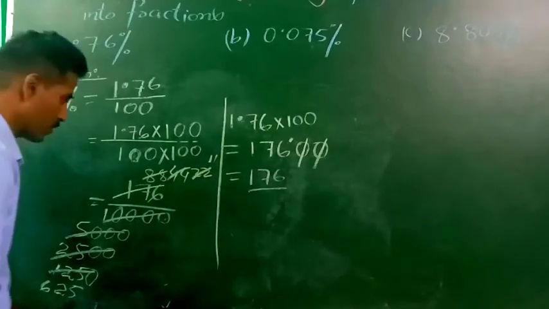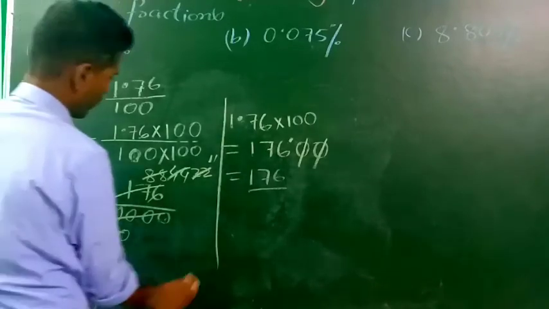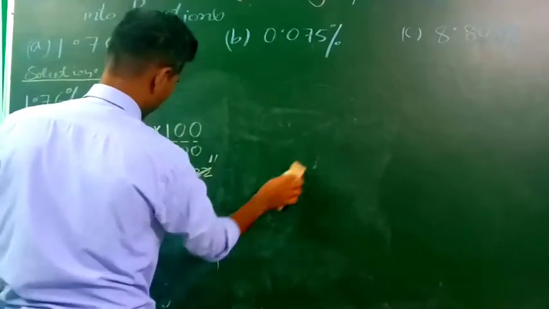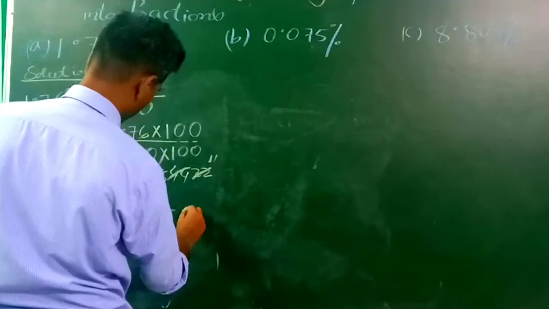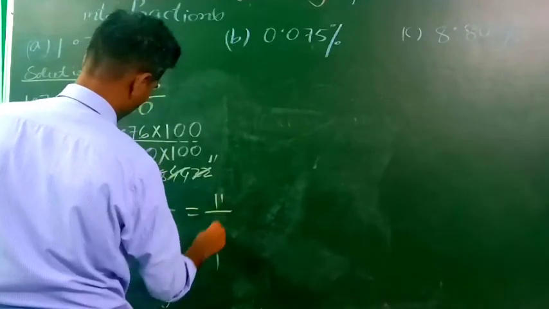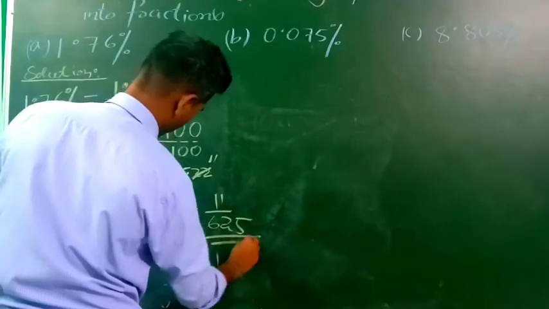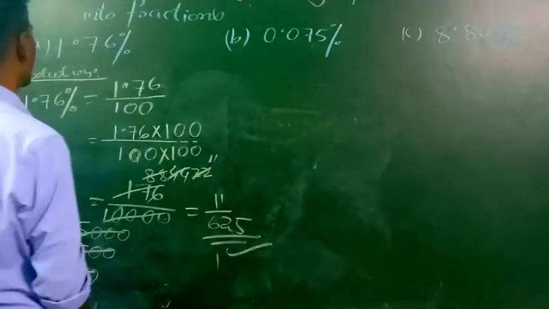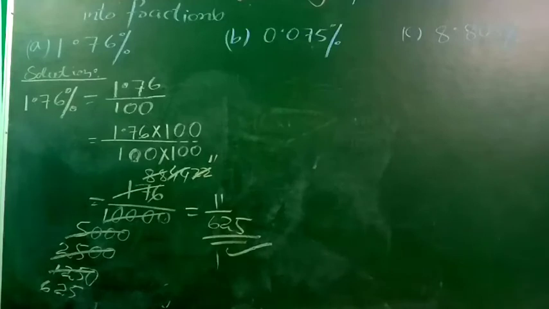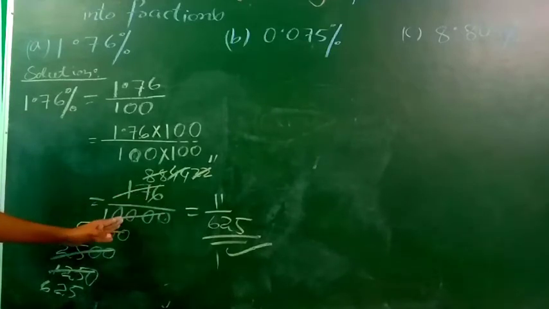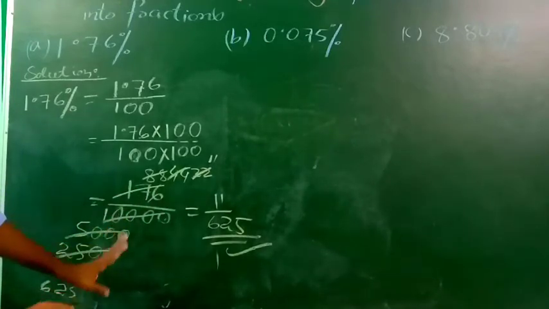Then what we got here, no space to write, let me rub it. And we'll write the answer here. What we got here is 11 by 625. This is the solution for question number 4, sub question A. Now see, if you don't want to do this much, if you want to let it remain 176 by 10,000, that also will do. That is also the solution.